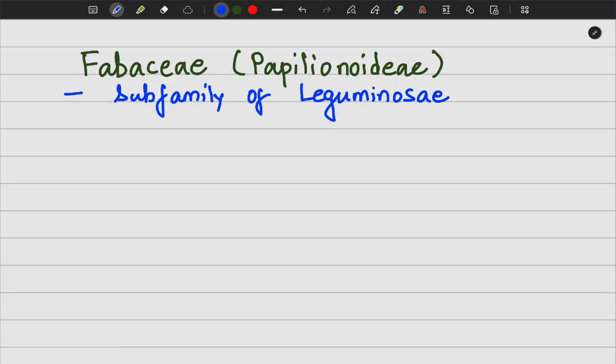In this session, we are going to study about the family Fabaceae. So, the family Fabaceae has a previous name Papilionoidae. It is a subfamily of leguminosae. Alright, so let us study about its vegetative characters first.